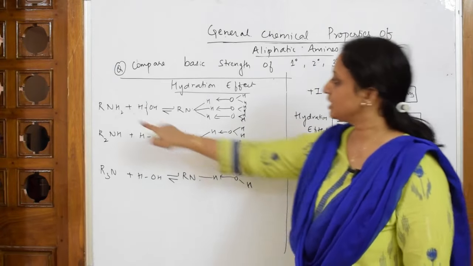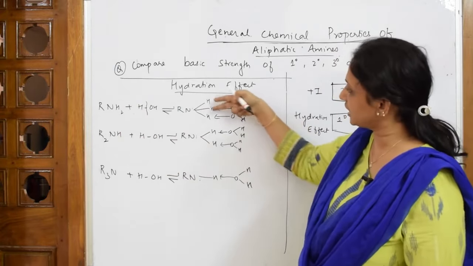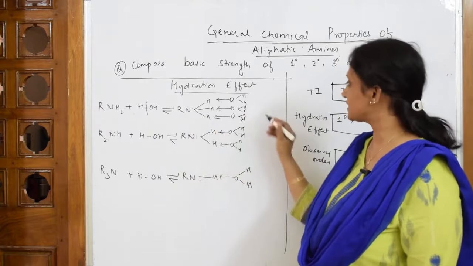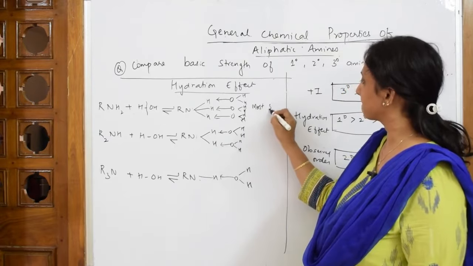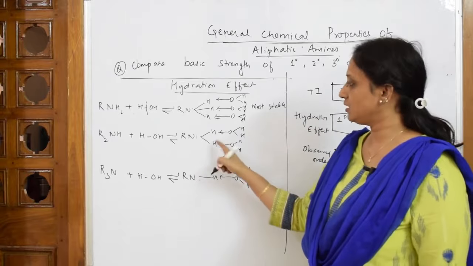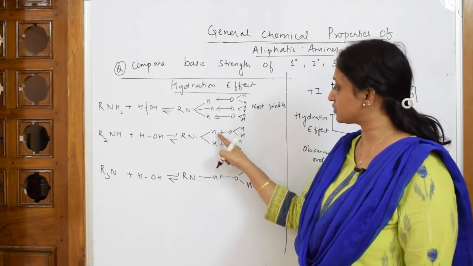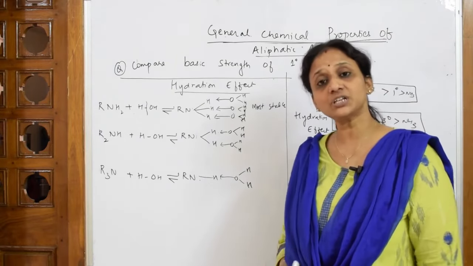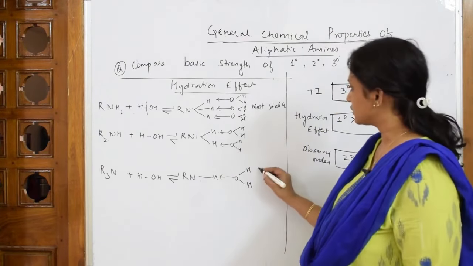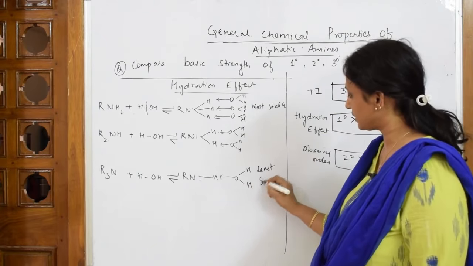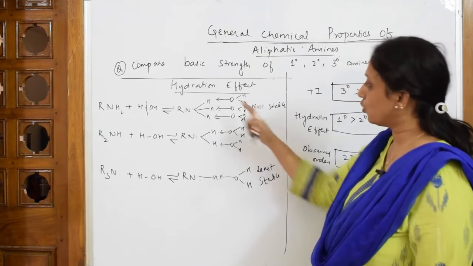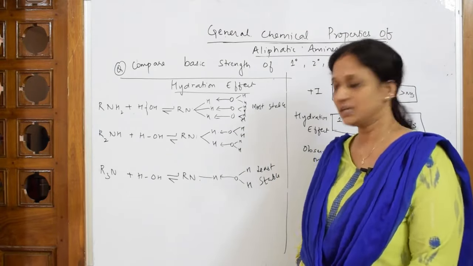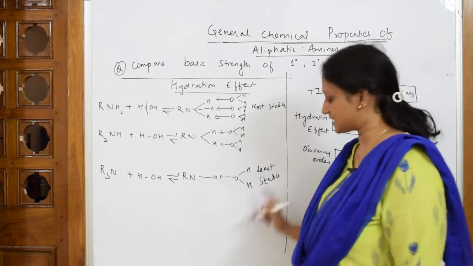Now observe carefully. In primary amine, you have 3 hydrogen atoms to stabilize the molecule. Isn't it more stable? Yes, this is most stable. In secondary amine, you have only 2 hydrogen atoms to get stabilized by hydrogen bonding. In tertiary, you have only 1 hydrogen atom to get stabilized by hydrogen bonding. So this is least stable. Now what am I trying to explain? More number of hydrogen atoms, more is the stability. Lesser number of hydrogen atoms, lesser is the stability.